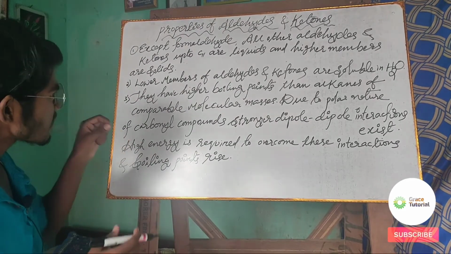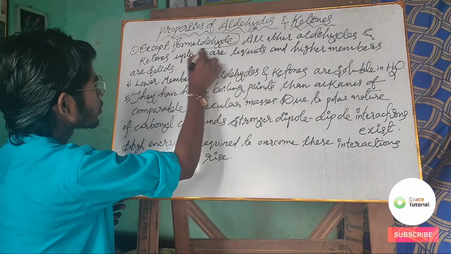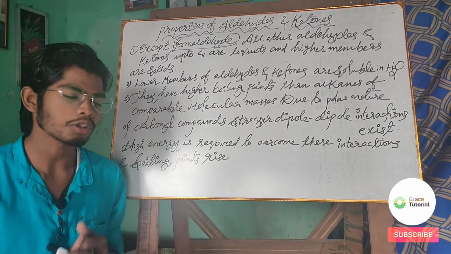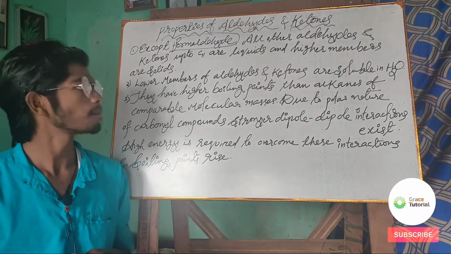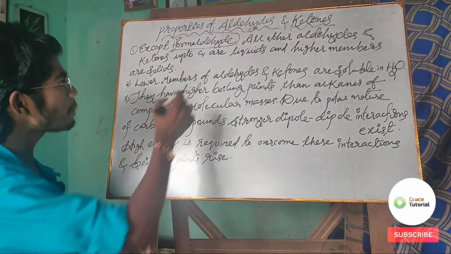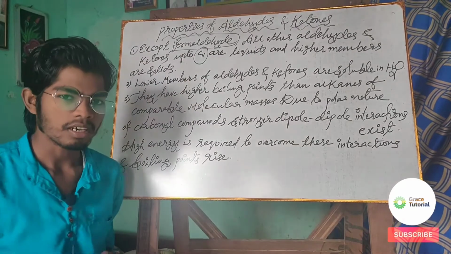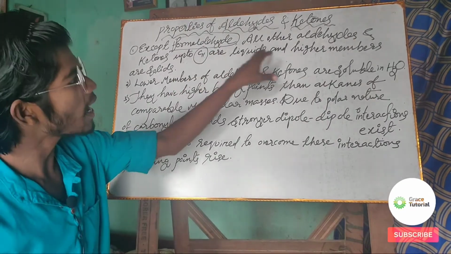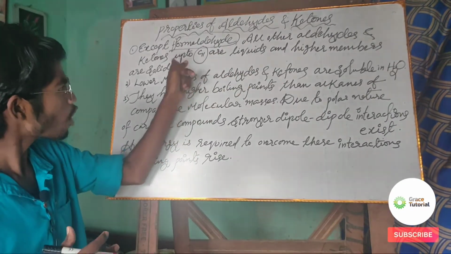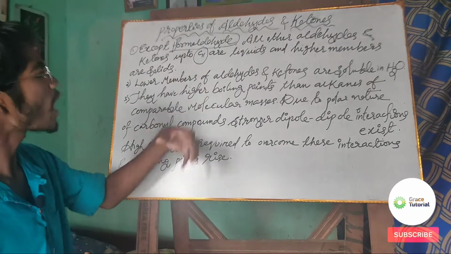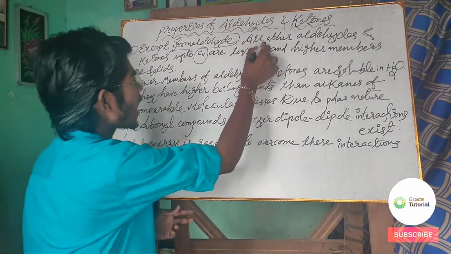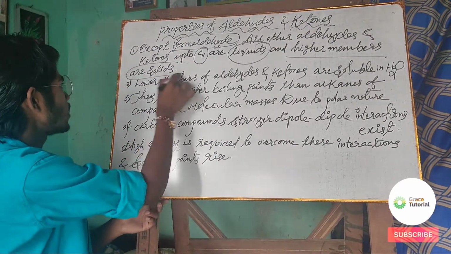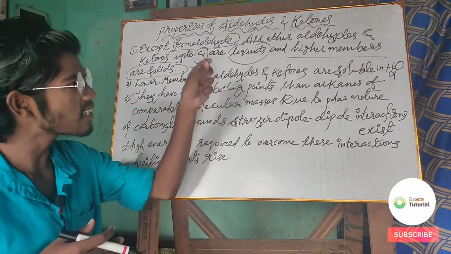Except formaldehyde, which is the first member of the aldehydes, all other aldehydes and ketones up to C11 are liquids. That means formaldehyde is a gas. Up to carbon 11 they are liquids, and the higher members of aldehydes and ketones are solids.